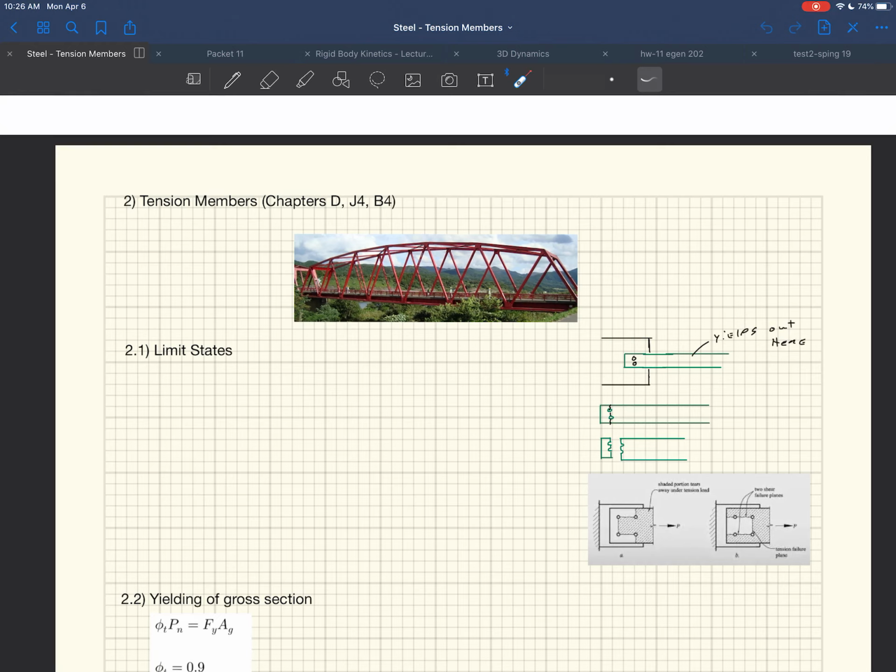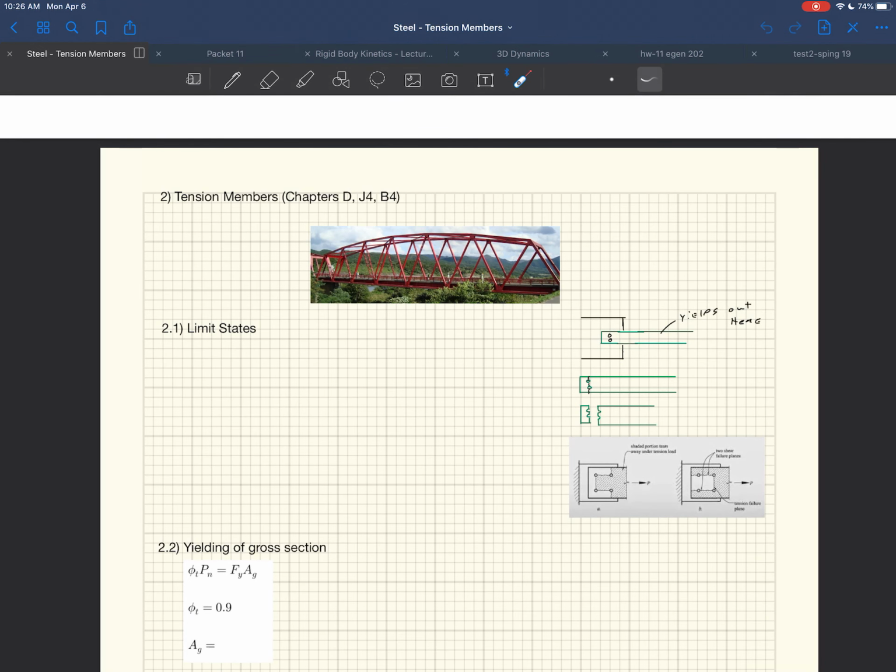Okay, it is spread out. Where you find the stuff we're going to talk about is kind of spread out throughout the entire AISC document. Chapter D, chapter J4, and chapter B4 is kind of where these things come from, that we're going to talk about below, okay?